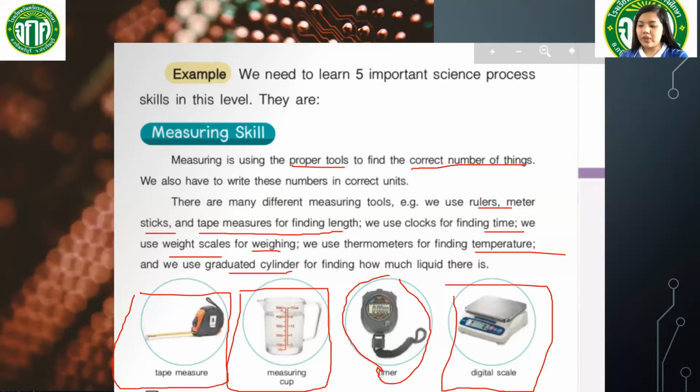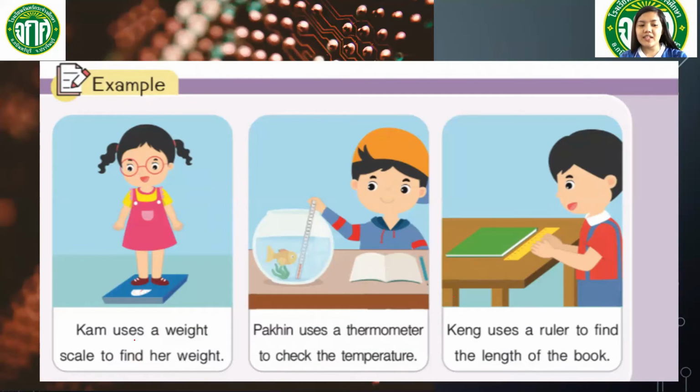Okay. So we have Cam uses a weight scale to find her weight. Again, the weight scale is used for finding weight. Next, we have Hakin uses a thermometer to check the temperature.